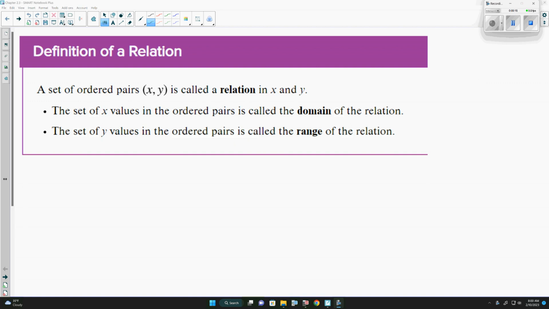It's not anything brand new that we're going to cover, because the first thing we're talking about is a relation. A set of ordered pairs, so x, y, is called a relation, where we just have a set of numbers, where it's not a function itself. We don't have it as y equals or f of x equals. It's called a relation, where the x values in the ordered pair are the domain, the values we plug in, and the y values are our range, the output.